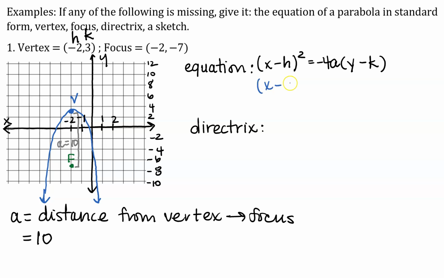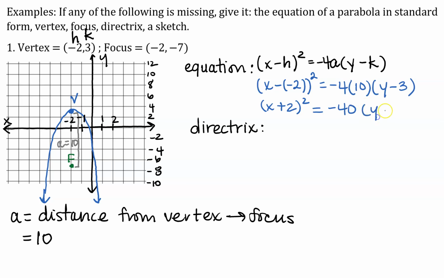So we have x minus h. H is -2, so we're subtracting a -2. That's squared, and equal to -4 times a. A is 10. And then we're multiplying by y minus k. K is 3. So we have x plus 2 squared, the minus gave us a +2, is equal to -40 multiplied by y minus 3. And so this is the equation of our parabola.